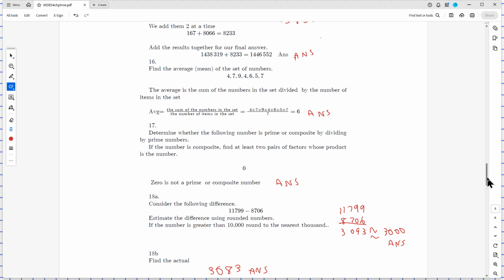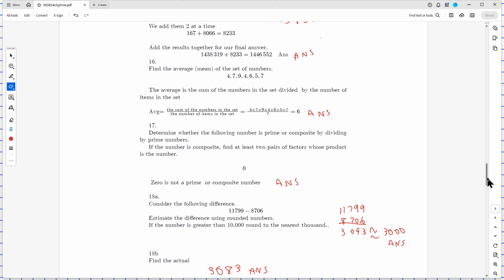Determine whether the following number is prime or composite. If it is composite, list 2 pairs of factors whose product is that number. In this case here, 0 is neither prime nor composite.